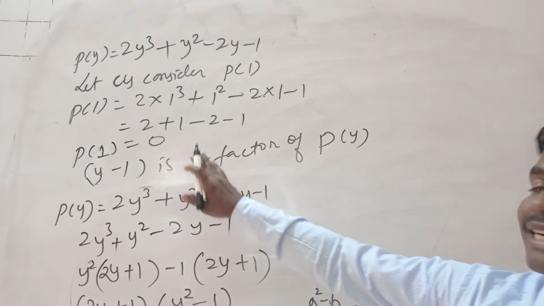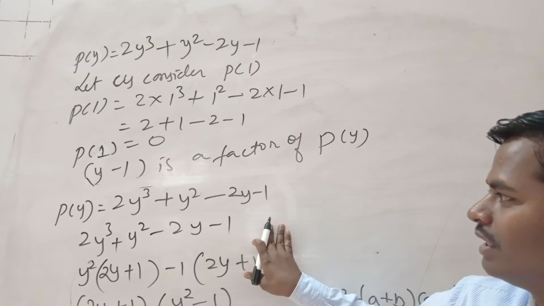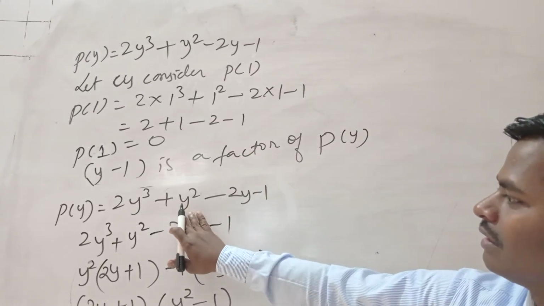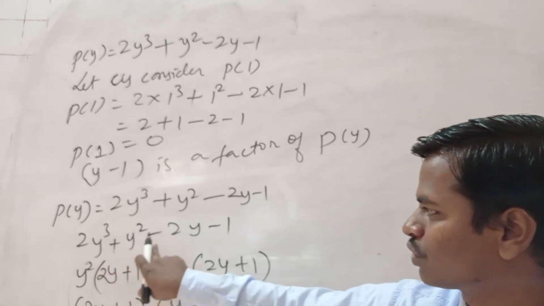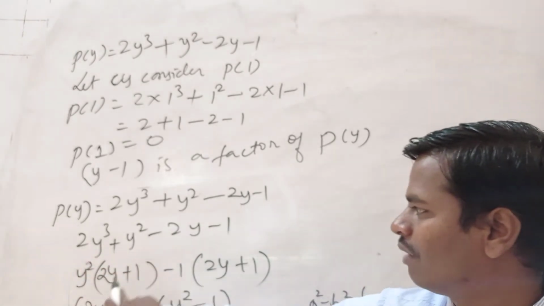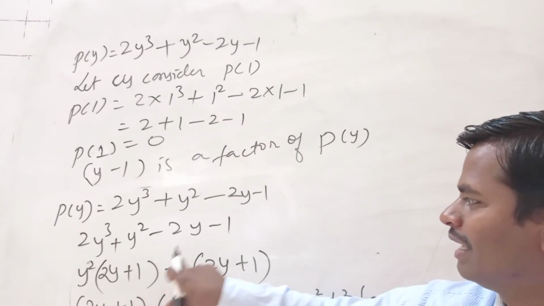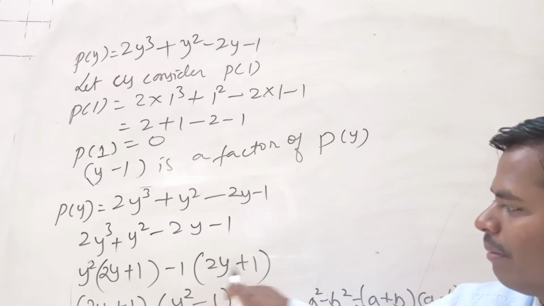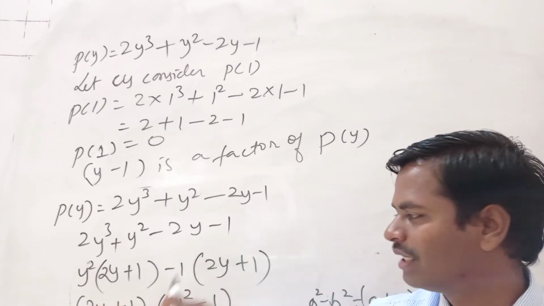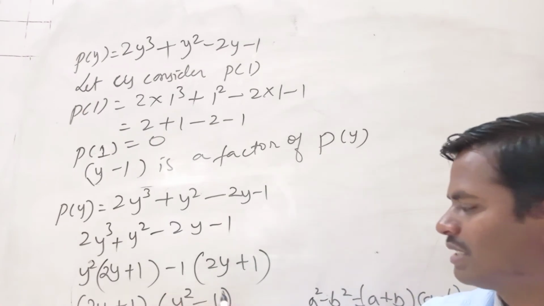Instead of this trial and error method, we will go for direct factorization. In this given polynomial, in the first two terms 2y cube plus y square, y square is common. I will take y square outside. Now 2y plus 1 is remaining. Here minus 1 I will take outside. 2y plus 1 is remaining. 2y plus 1 is common. I will take 2y plus 1 outside. Here y square is there. Here minus 1 is there.